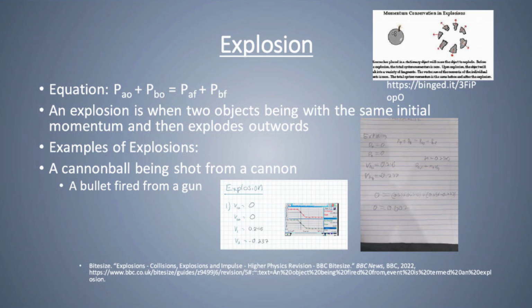In the picture in the slide, you can see that the initial velocity of both carts was 0 meters per second. After the explosion occurred, the velocity of the first cart was 0.245 meters per second, and the velocity of the second cart was negative 0.237. In a perfect scenario, these velocities would be equal. However, they were very close in our case.